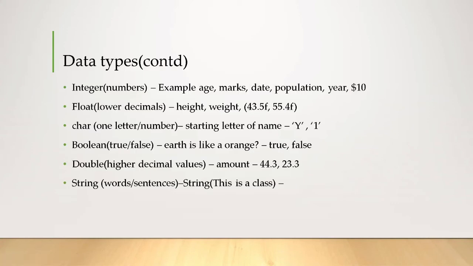So here you can understand: integer for numbers, float for lower decimal values, character holds 1 letter or a number. Boolean means only 2 values, true or false. Double means higher decimal values, up to 15 digits after the decimal point. String means it will hold words and sentences. Just have a look at the examples. We will do the program on this. Go through this once again.